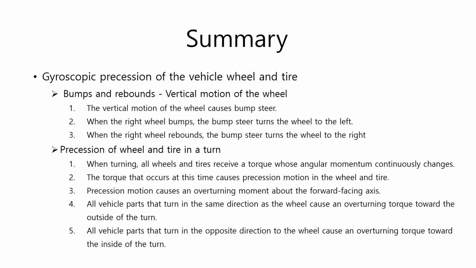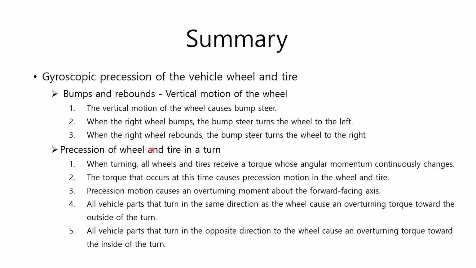The gyroscopic precession of the vehicle wheel and tire is explained. The vertical motion of the wheel that occurs during bumps and rebounds causes precession motion. The vertical motion of the wheel causes bump steer. When the right wheel bumps, the bump steer is in the left direction. When the right wheel rebounds, the bump steer is in the right direction.